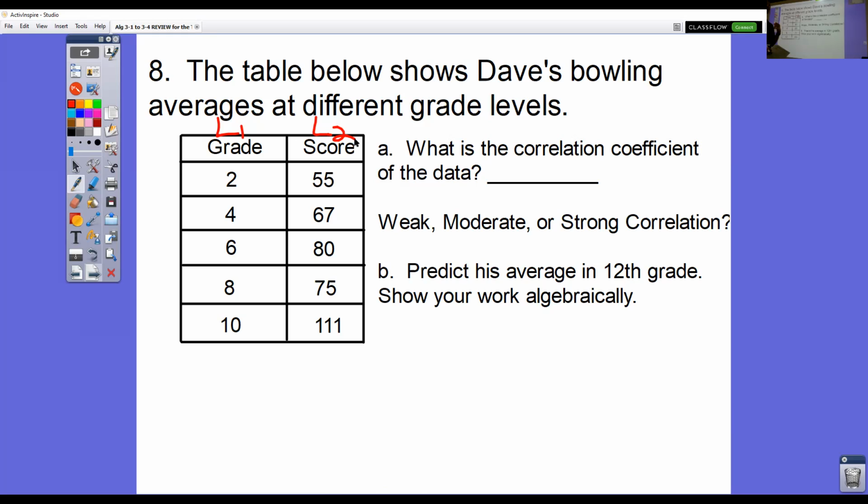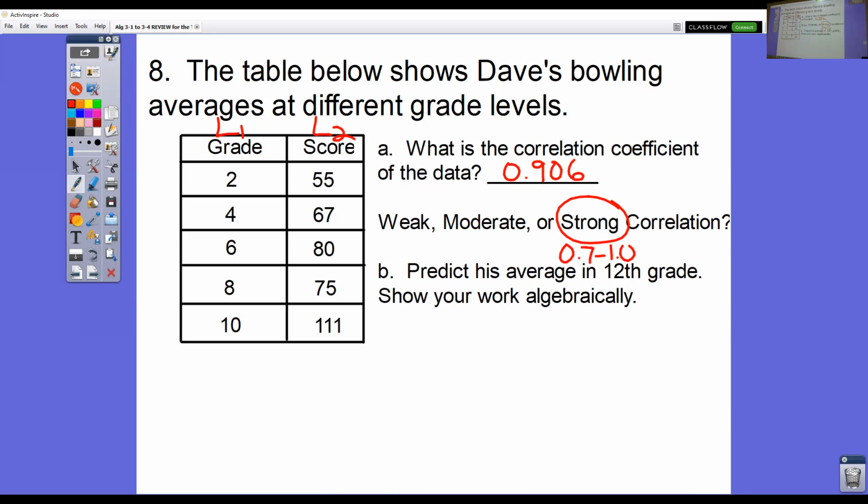So go to Stat, Edit, type in your data, go to Calc, and then go down to number 4, Linear Regression, and hit Calculate. When you do that, you get a correlation coefficient of 0.906. That is considered a strong correlation because it's in between 0.7 and 1.0.